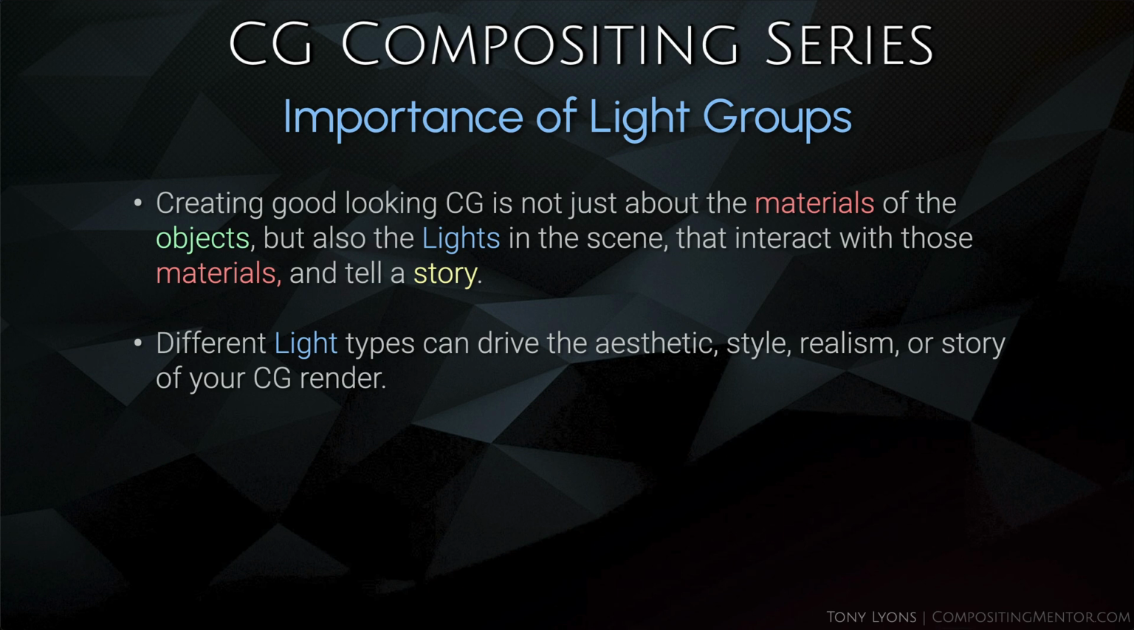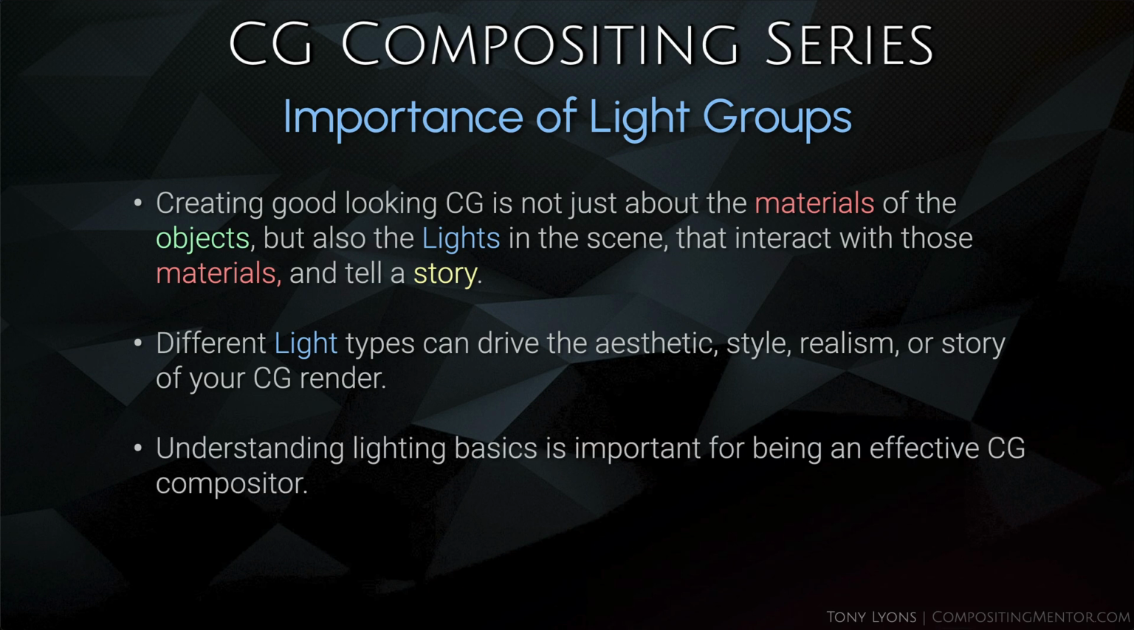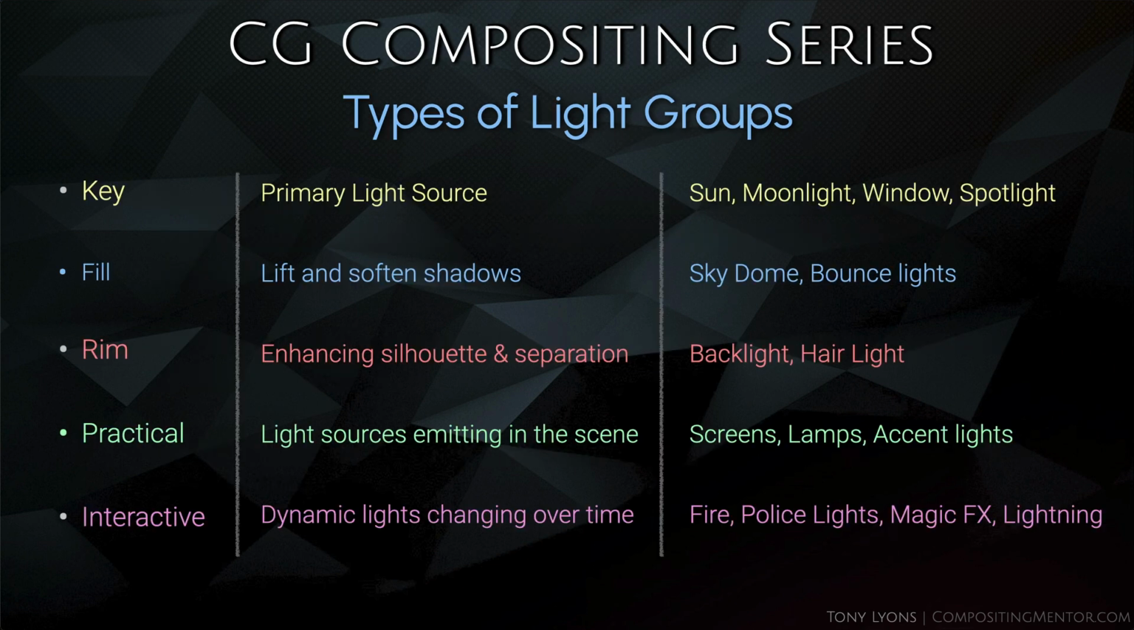Different light types can drive the aesthetic, style, realism, or story of your CG render. Understanding lighting basics is important for being an effective CG compositor. Some of the more common light types that you might see are listed here, and I'll go through them one by one. If you've ever taken a lighting class or photography class, you'll be very familiar with these, but let's just go one at a time.